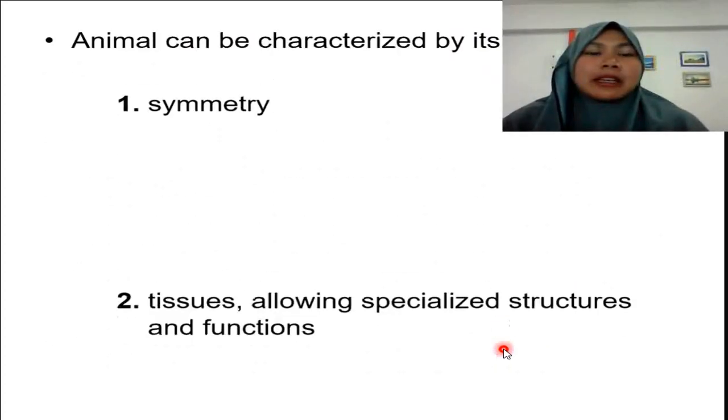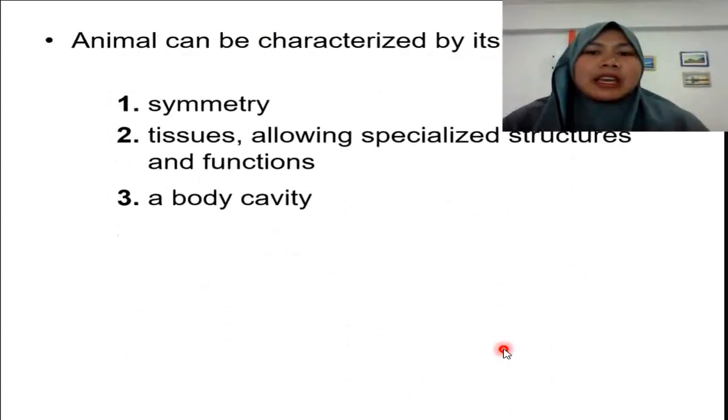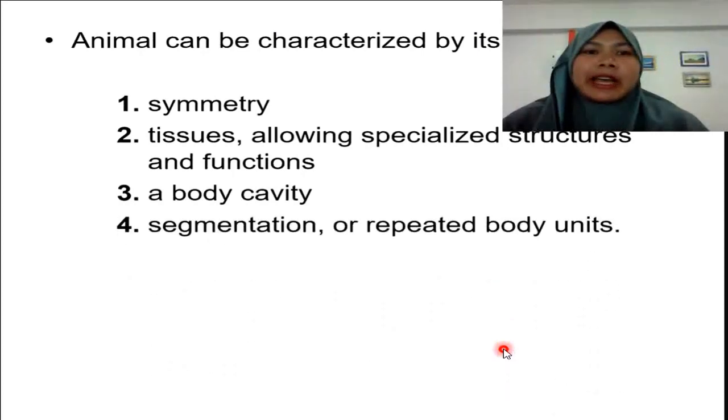Animals are also classified or characterized by their body plan. The first one is body symmetry, like I mentioned just now. Second, tissue, where tissue allows specialization of functions of the body. Number three, the body cavity. Remember, I said just now, some have a body cavity, some have a false body cavity, some have a true body cavity. We are going to explore these a bit later. And the last one is body segmentation, or repeated body units.